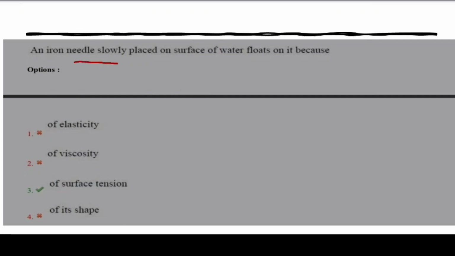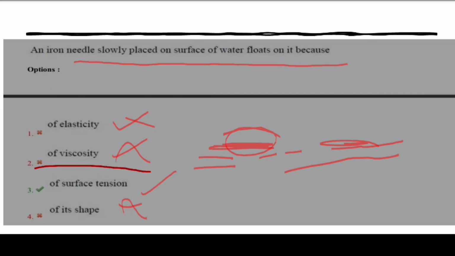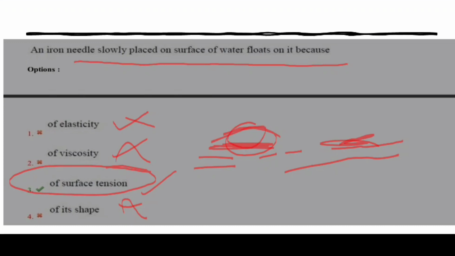An iron needle slowly placed on the surface of water floats on it because of its elasticity, viscosity, surface tension, or its shape? Elasticity no, viscosity no, and shape also no. It does not depend on shape, it only depends on surface tension. The water surface has some surface tension, so the iron needle floats on the surface of the water due to its surface tension.